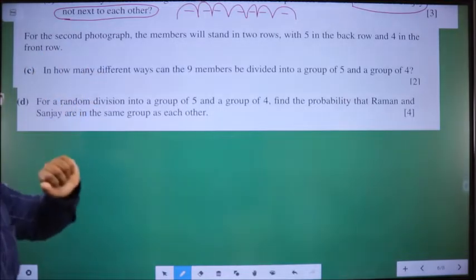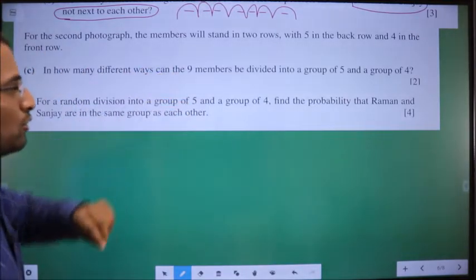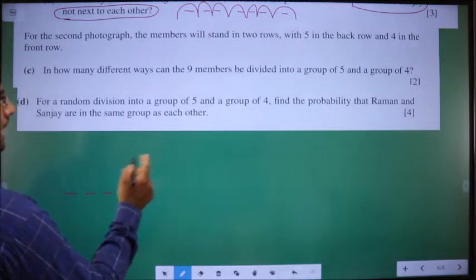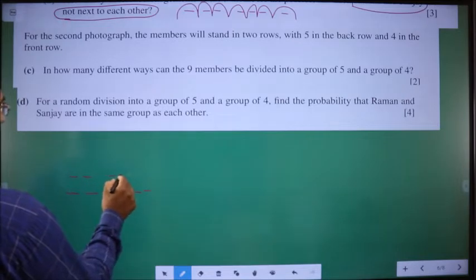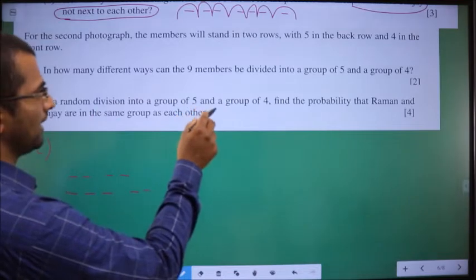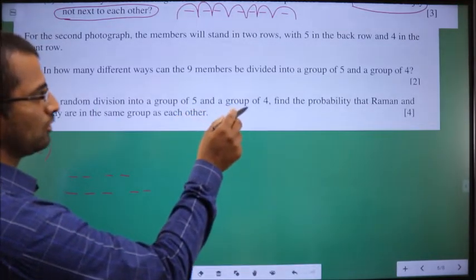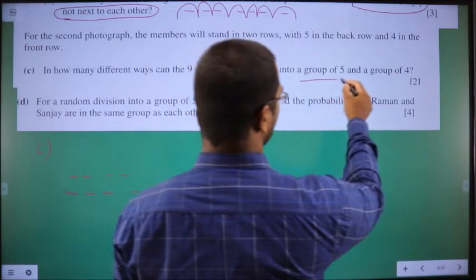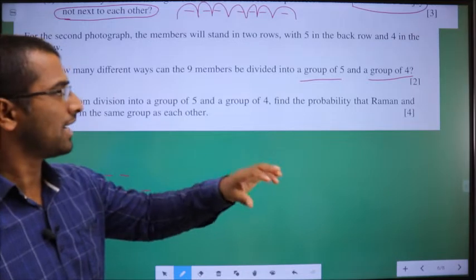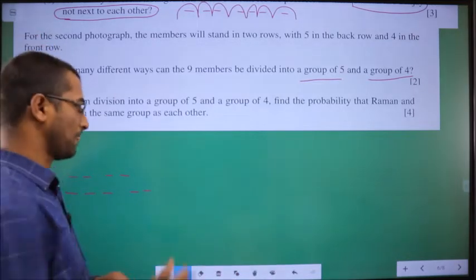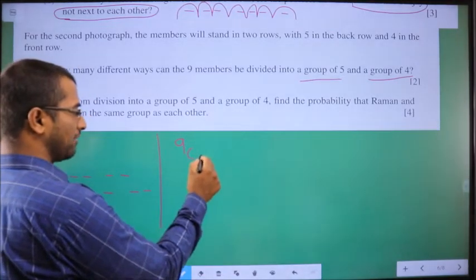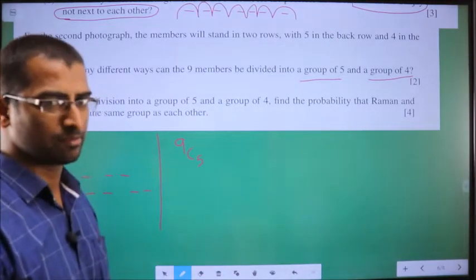For the second photograph, the members will stand in 2 rows with 5 in the back row and 4 in the front row. C. In how many different ways can the 9 members be divided into a group of 5 and a group of 4? I just need to divide 9 people into a group of 5 and a group of 4. So from 9 people, if I want to make a group of 5, I need to select 5 people, which can be done in 9C5.